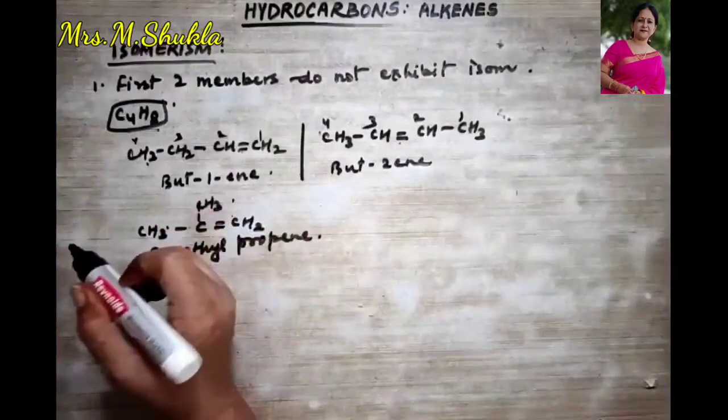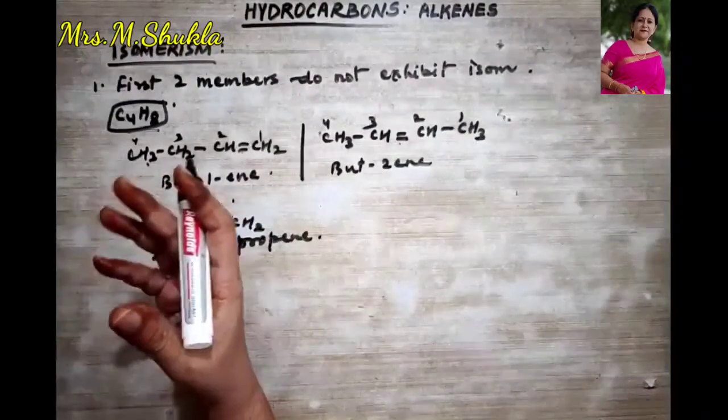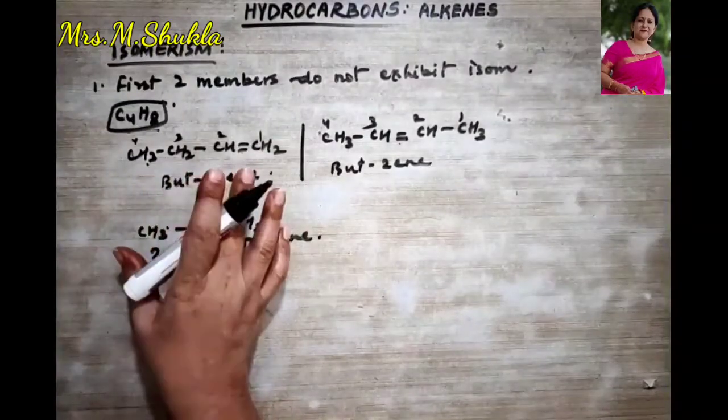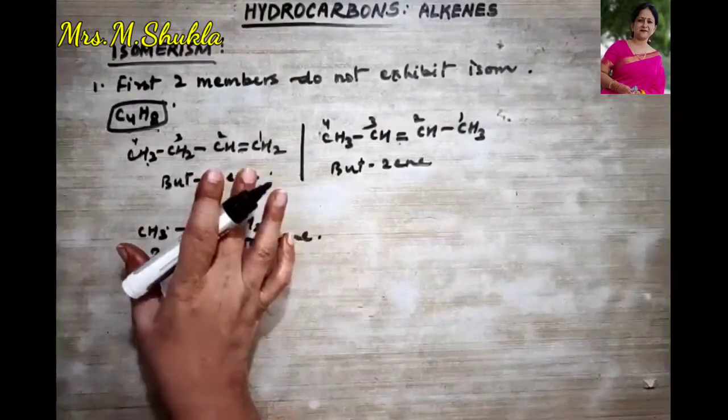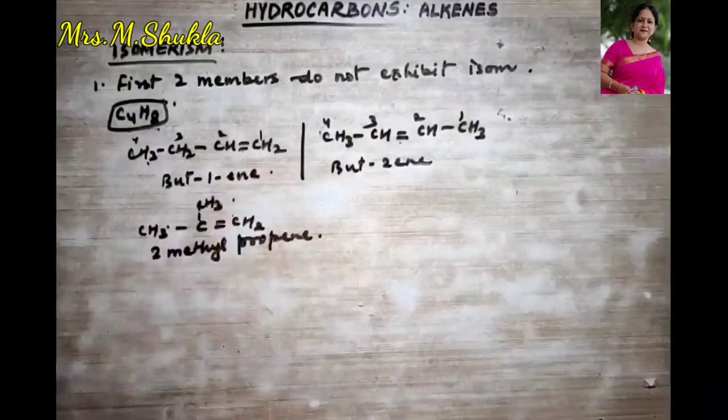Now let me discuss with you stereoisomerism, where I will be explaining the geometrical isomerism in alkenes.